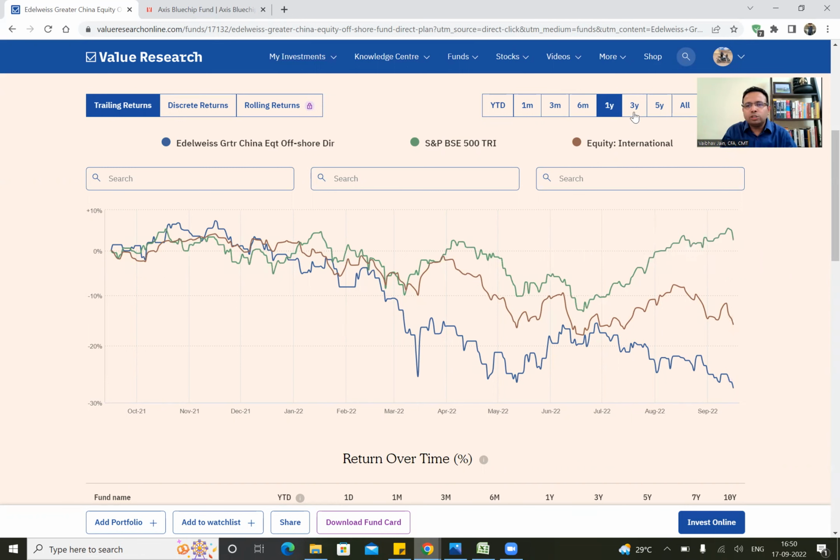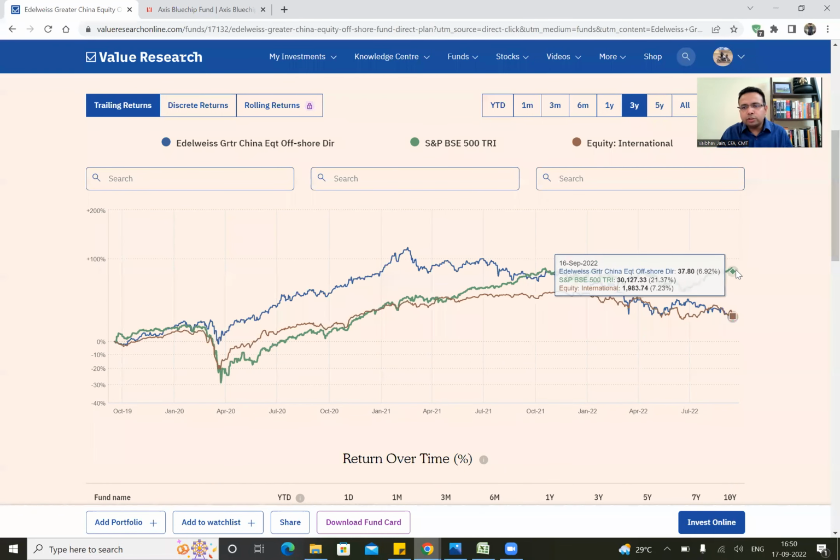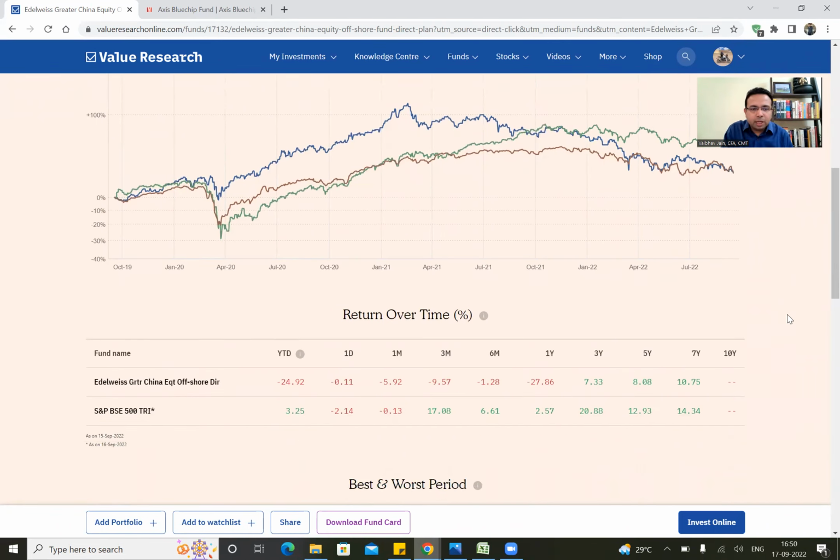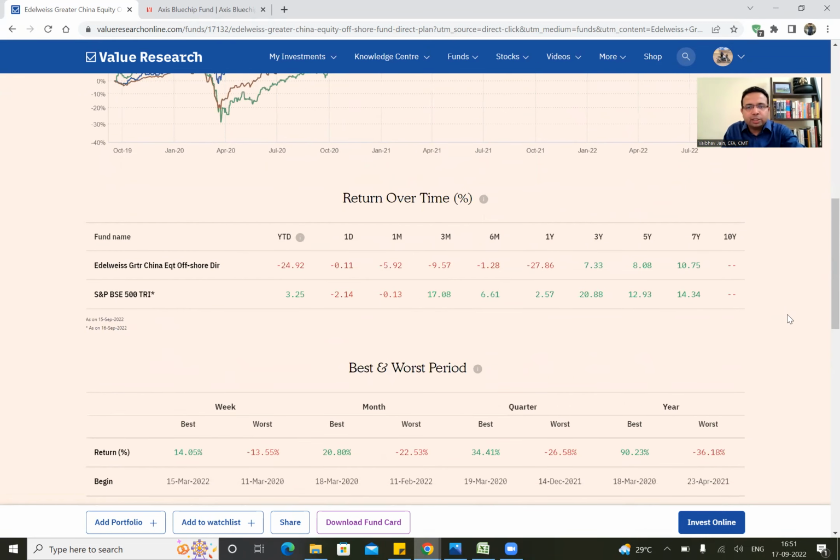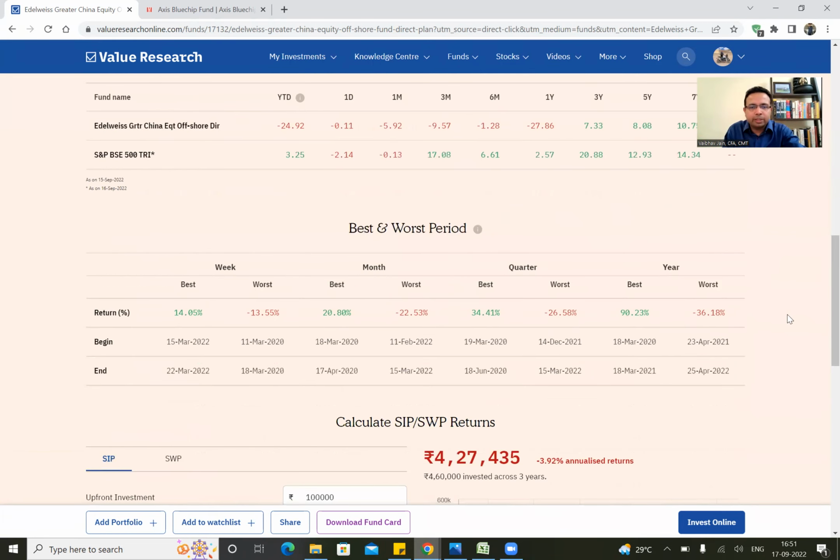Even if you click on 3 year, it will give you returns of 6.92%. This is CAGR. This is point-to-point returns. It doesn't take into account any intermittent cash flows or investments which you have made. Now, if you come below, you see return over time. Obviously, they have taken all the time and then calculated.